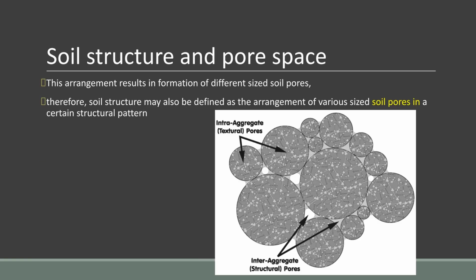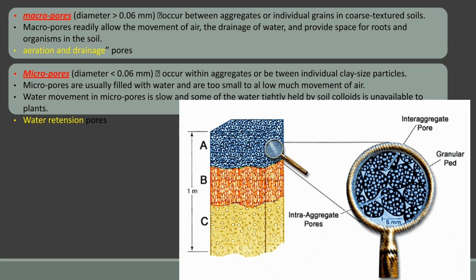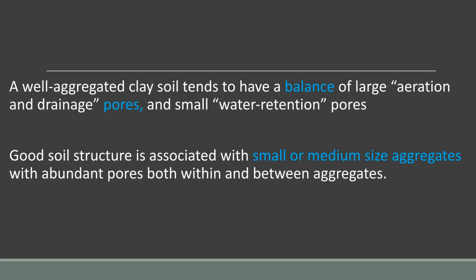Soil structure results in the formation of different sized soil pores. Therefore, soil structure can also be defined by the arrangement of these pores in a specific pattern. Macropores, larger than 0.06 millimeters, are essential for aeration and drainage. Micropores, smaller than 0.06 millimeters, are crucial for water retention. A well-aggregated clay soil has a good balance of large aeration and drainage pores and small water retention pores. Good soil structure features small or medium aggregates with abundant pores both within and between them.